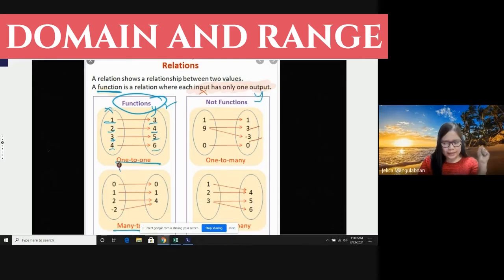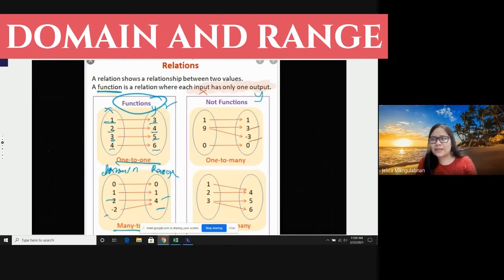Again, these are the domain. Let me just write domain. And then this one is the range. 0 corresponds to 0, 1 corresponds to 1, 2 corresponds to 4, negative 2 corresponds to 4. Miss, we use 4 twice, but it is under the range.